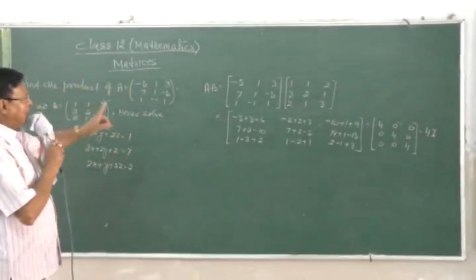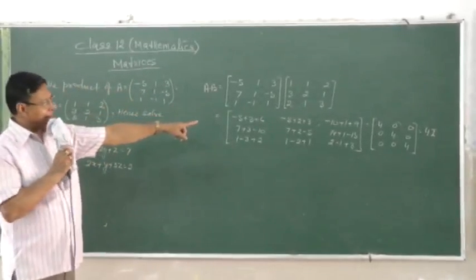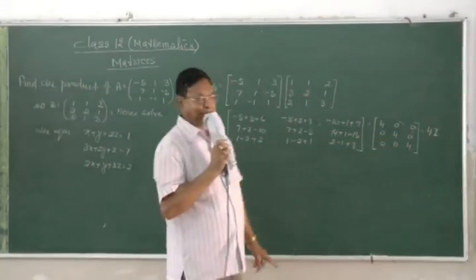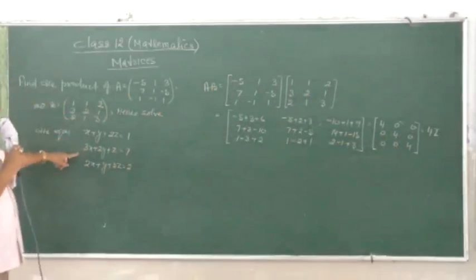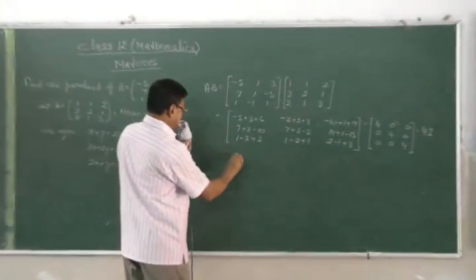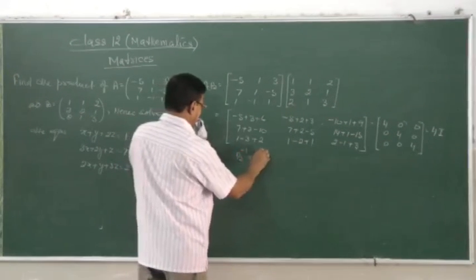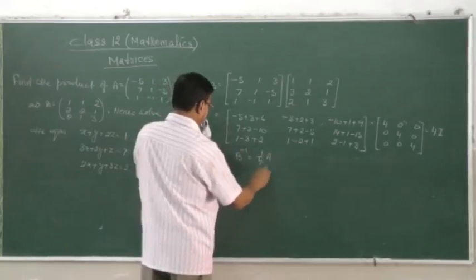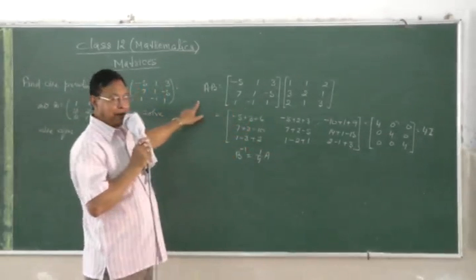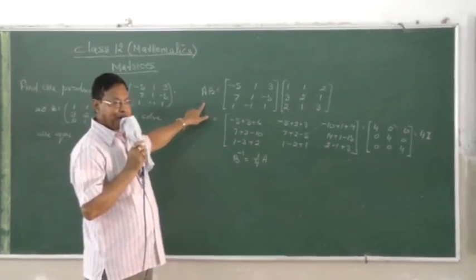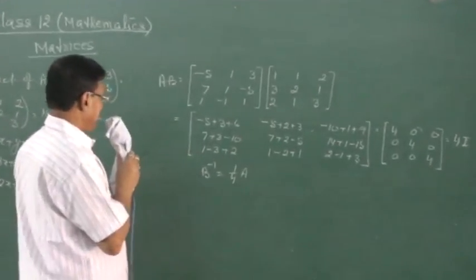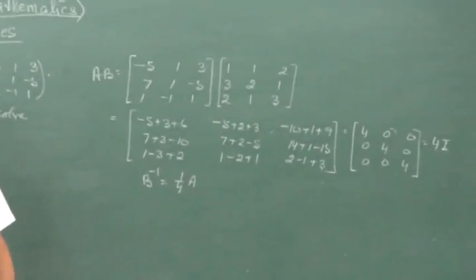Now look at this. A into B is a unit matrix. Of course, there is 1 by 4. Sorry, 4 is there. So 4 times the unit matrix. So this matrix is equivalent to the B matrix. So what we find is the inverse of B is 1 by 4A. AB is equal to 4I. So B inverse is 1 by 4A. Is that all right?